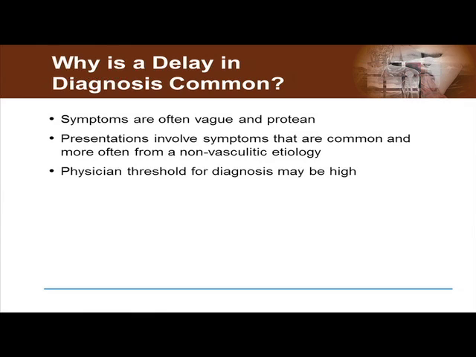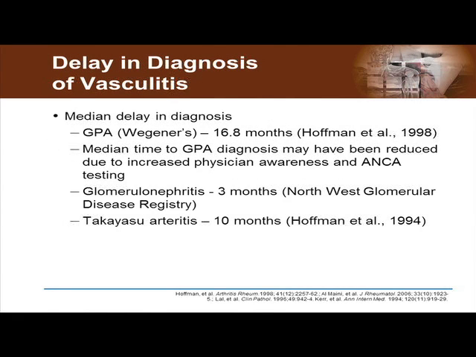It's also very true that the symptoms that finally do lead to the diagnosis of vasculitis are more likely from a non-vasculitic etiology, such as sinusitis being more likely from a viral or a bacterial infection rather than from GPA or Wegener's, or a headache being more likely from other etiologies than from giant cell arteritis. And finally, the physician threshold for diagnosis may be set too high, so vasculitis is not considered early enough in the differential. Let's look at some of the statistics regarding delay in diagnosis of vasculitis.